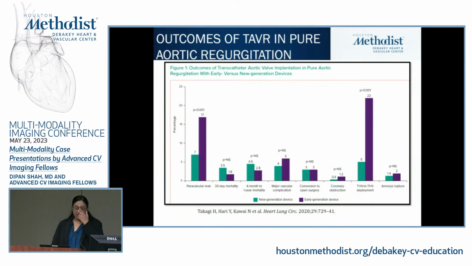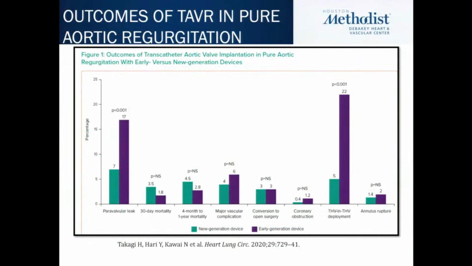So this is a meta-analysis that looked at all the studies that had TAVR implantation in patients with aortic regurgitation. And what they found was that the success rate for new generational TAVR devices was 90% as compared to older generational devices, which was 67%. And the newer devices also performed better in terms of outcomes: PVL, short and long-term mortality, and major vascular complication.